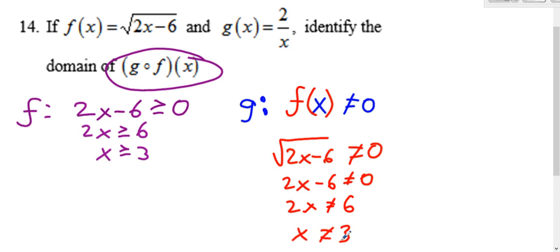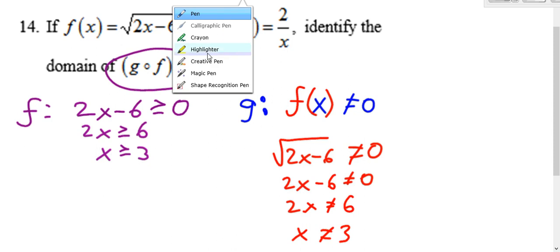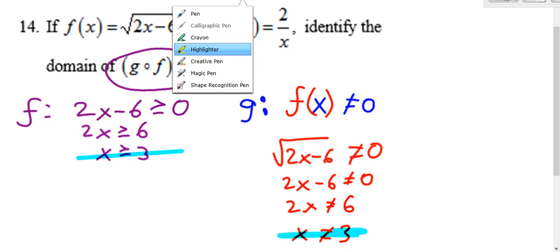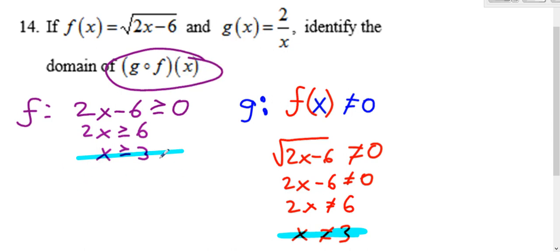So we've got two pieces here that we need to combine. X is greater than or equal to 3, and x cannot be equal to 3. Which means when you put those together, you get x is just greater than 3. Greater than or equal to, but not equal to. Just greater than. So that means the domain is just values that are greater than 3. 3 to infinity. Not equal to 3, so it's a parenthesis.